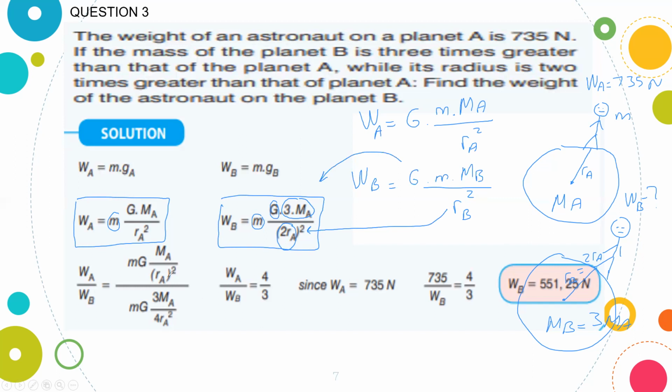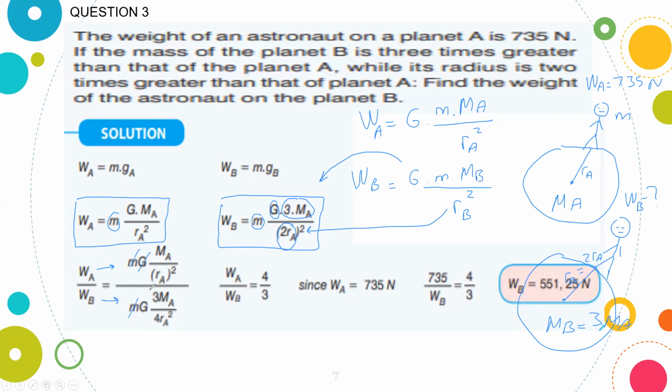After that, we are going to the next step. M is already here for WA, the weight on planet A, and the weight on planet B. We are writing like this: MG, MA over RA squared. It is fine. It is exactly the same as the first one. You can even leave it like this, still fine. And then for the next one, MG, 3MA, over 4RA squared. Why 4RA squared? Because it is 2R, and 2 squared is 4. 2 times 2, 4.